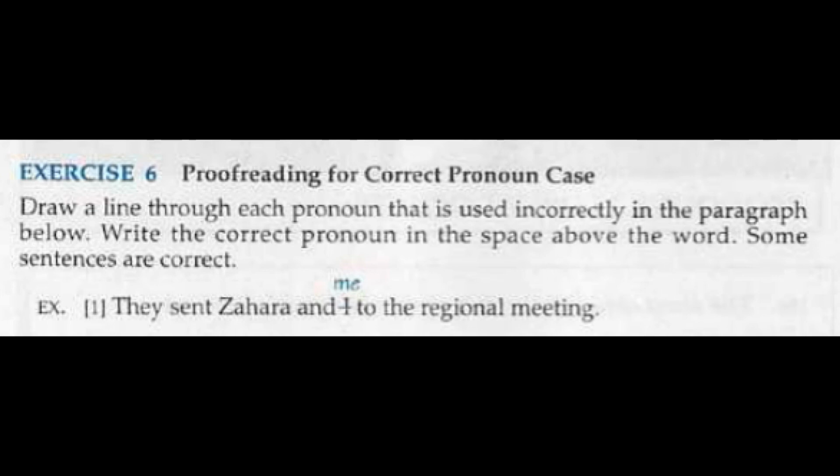Okay, so let's look at the example. Number 1, they sent Zahara and me to the regional meeting. The reason why it should be me is because it's a direct object in the sentence, and you need the object pronoun me. Okay, now what I want you to do is go ahead and pause the video, mark all the incorrect pronouns, and then above them write the correct pronouns. And when you finish, please turn on the video and check your answers to make sure you've understood the assignment.